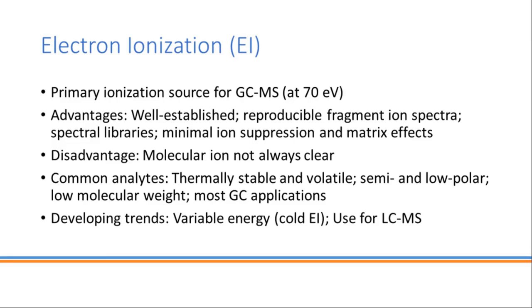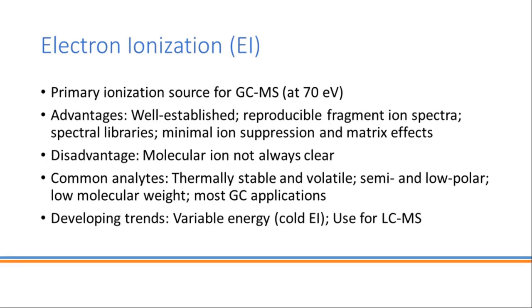Now, this is obviously a very well-established technique, and we have these spectral libraries. We don't have a lot of issues with ion suppression and matrix effects like we will talk about in some of the other sources. But if you are trying to find the molecular weight of something you made, this could be problematic because you might not see the molecular ion. You might just see fragments of that. So for true unknowns, you might be limited in the information you get with a standard electron ionization experiment.